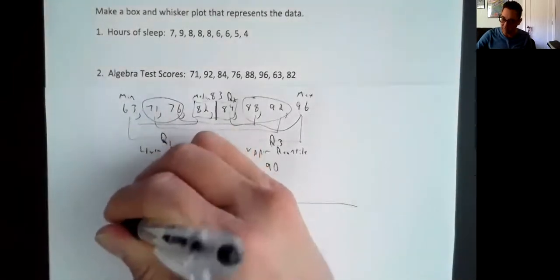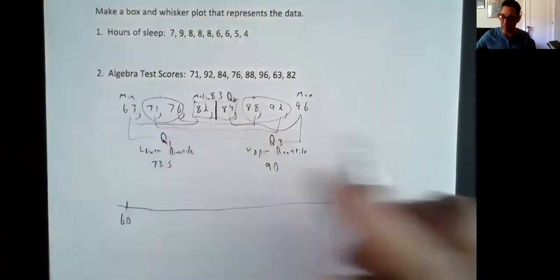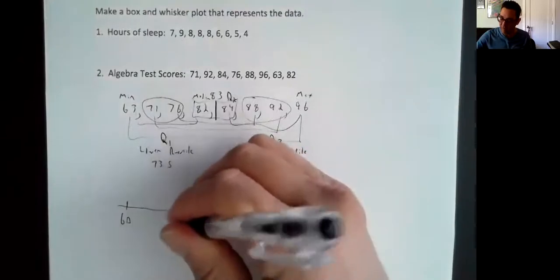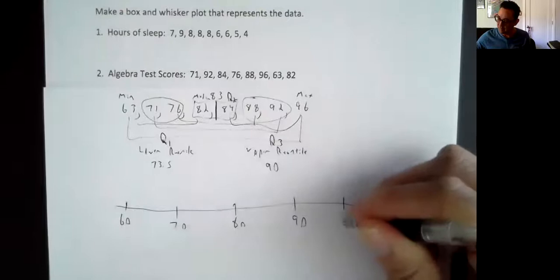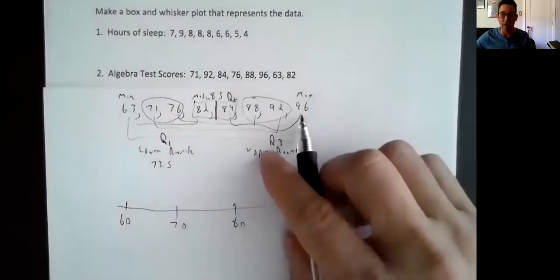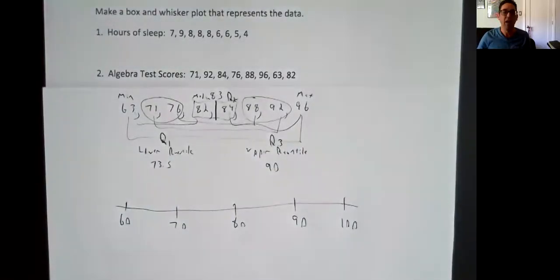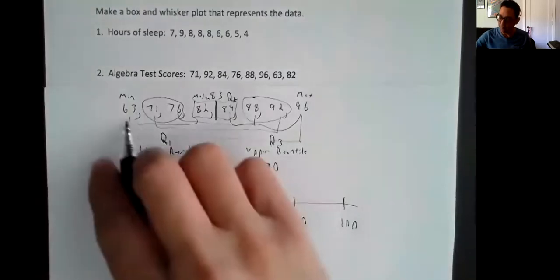So I'm going to start at 60. That's a little lower than my first number, if it fits. And then 70, and then 80, and then 90. And I'll go up to 100, because I like to go a little higher than my max number. All right, so the first thing I do is plot my max and min.